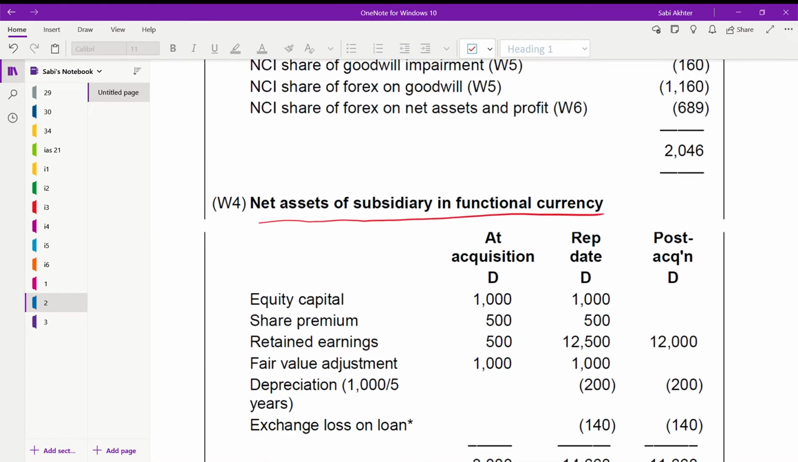So at acquisition, this is in D, nothing you are converting now. D only you are finding. Okay, so equity capital 1000. Reporting date also it will be same. Share premium 500, here also it will be same. Retained earnings it will change, this and this. So it increased by 12,000. That increase, 500 plus 12,000, that change only you are writing here as post acquisition.